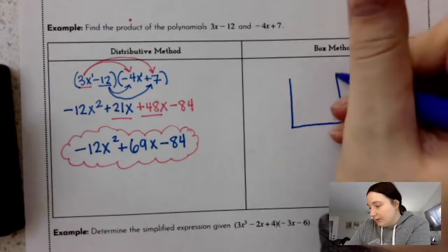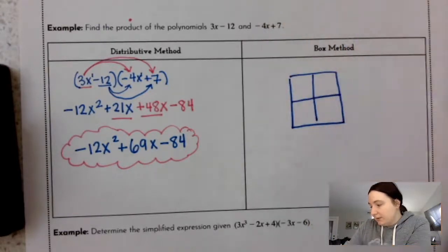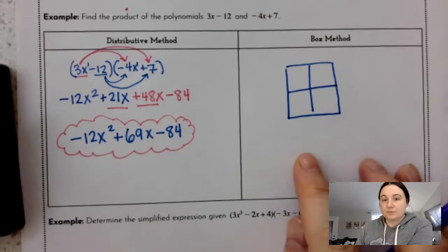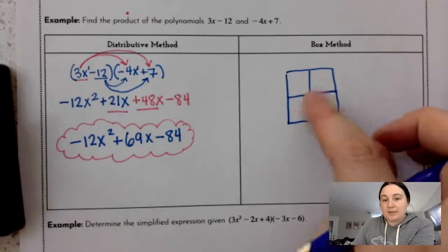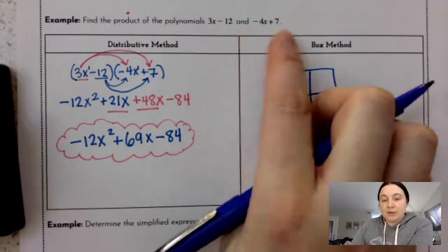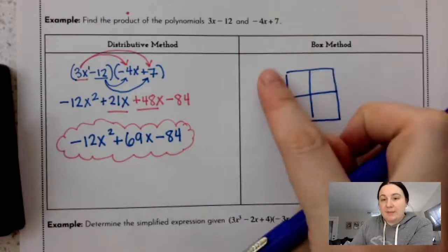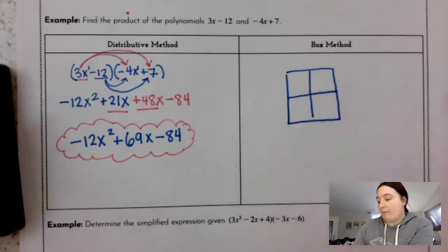So I'm going to draw a box with 2 columns and 2 rows. And you want to make sure your box is big enough that you can write on the inside of it. And then you're going to place your polynomials on the top and the left, kind of lined up with this. It's kind of like a Punnett square in biology.